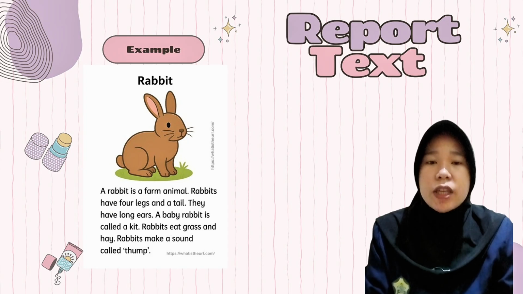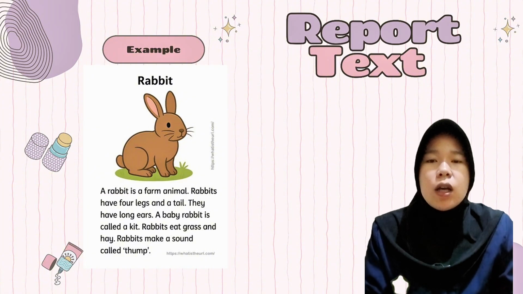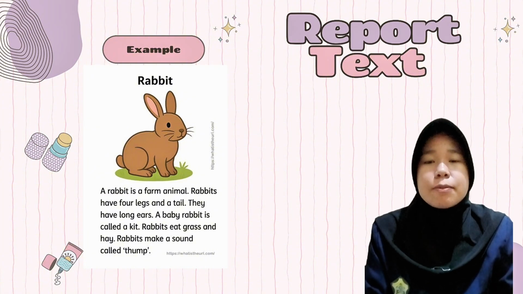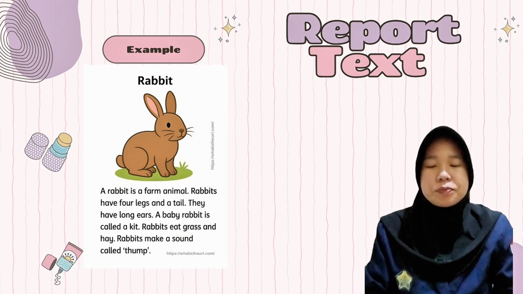They have long ears. A baby rabbit is called a kid. Rabbits eat grass and hay. Rabbits make a sound. So, this part explains the characteristics and habits of rabbits.